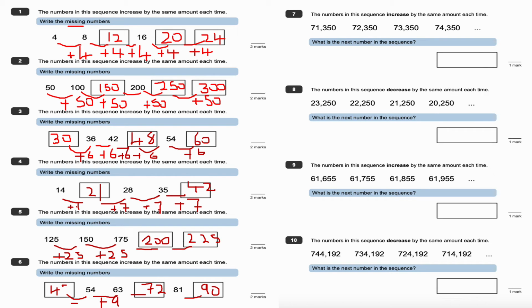And then just to be very clear, I'm going to change that to a plus once I've worked out my answer, so there's no confusion there. 45 plus 9 is 54. Question number 7. The numbers in the sequence increase by the same amount each time. What is the next number in the sequence?